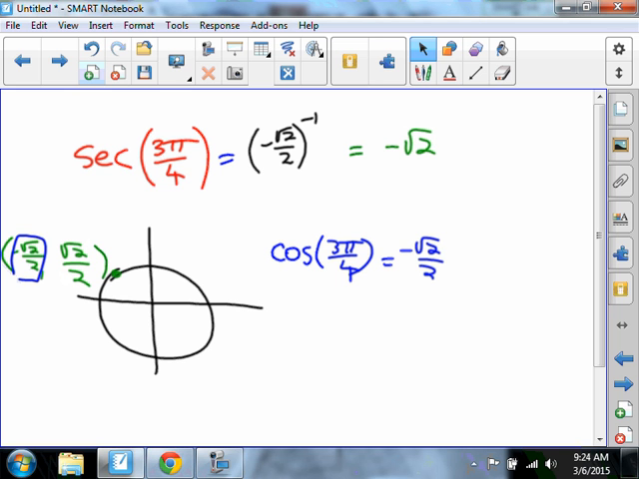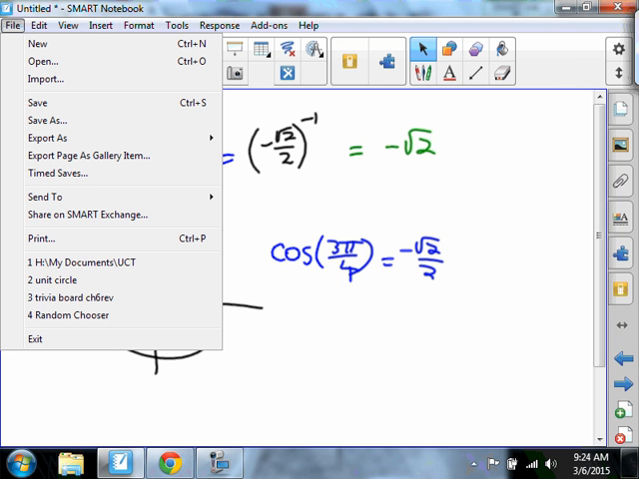Okay. These are the things that you're going to be doing on the unit circle challenge. If you don't believe me, I'll show you the pre-made unit circle thing I have here in just a minute.